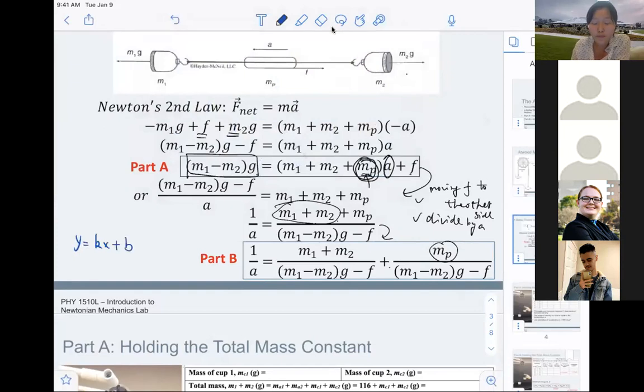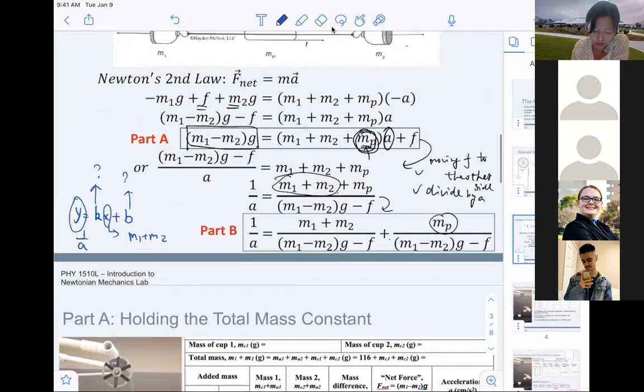And what is your y? Here, your y is 1 over a. And your x, what is your x? Your x is m1 plus m2, okay? So what is your k here? And what is your b here? I want you guys to look at my equation part B and tell me what is k and what is b. Can you see what is k? Would K be M1 minus M2 times G?